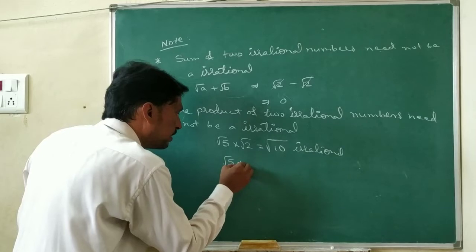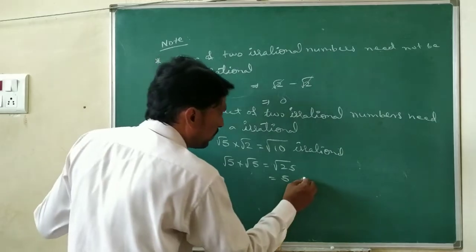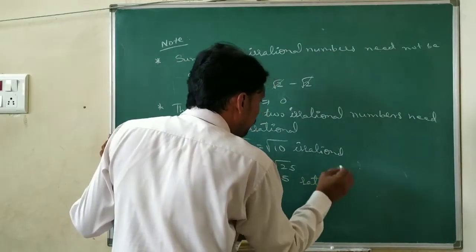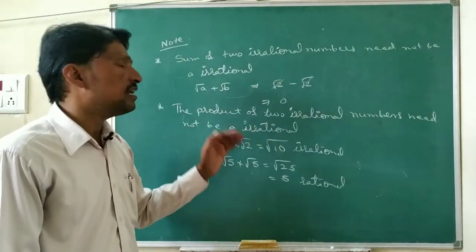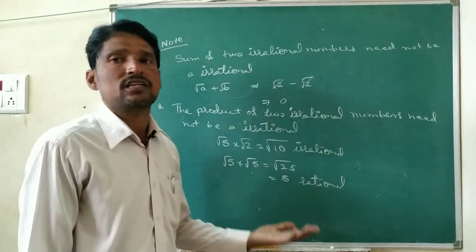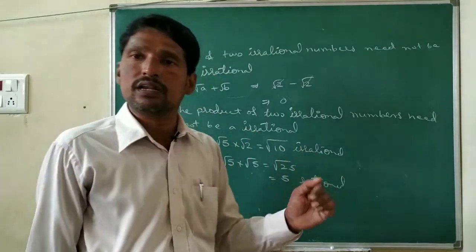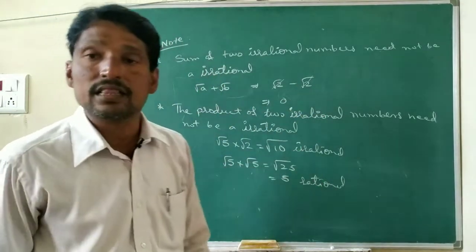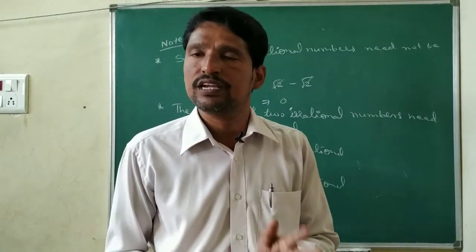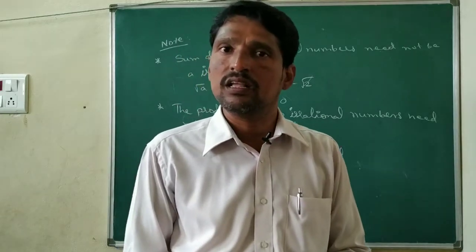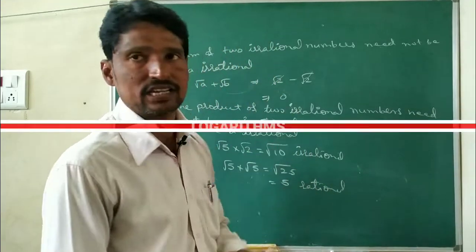Now root 5 into root 5, root 25, that value is 5. So 5 is a rational number, it is not irrational. The product of two irrational numbers need not be irrational. Next one more: the product of a rational and an irrational is always irrational. The difference and the sum of a rational and an irrational is always irrational.